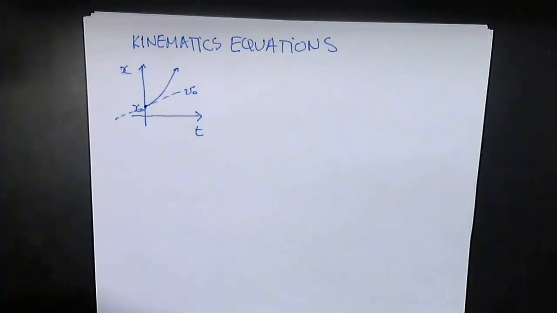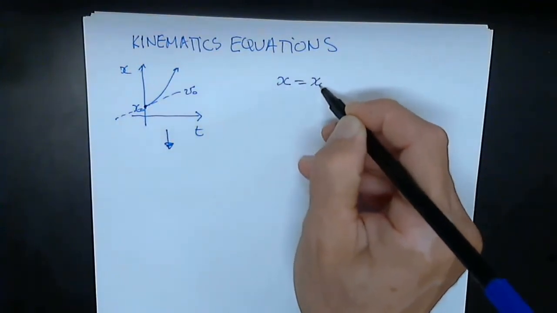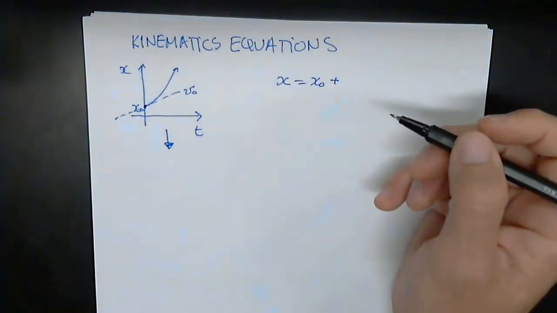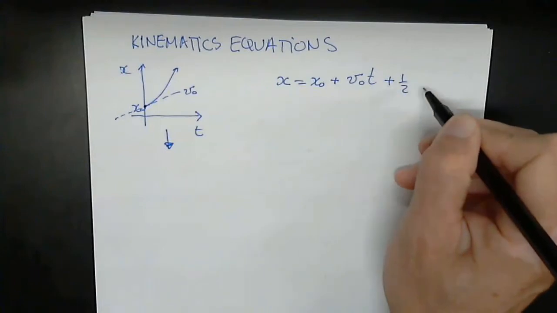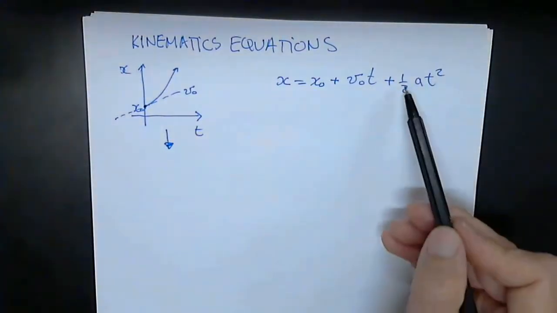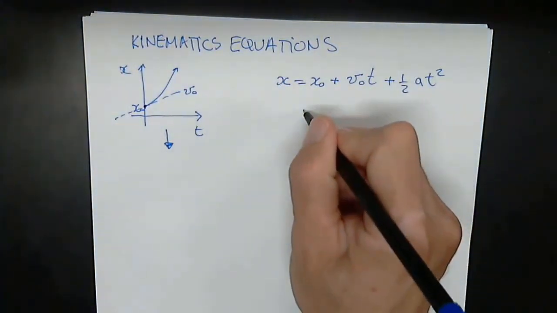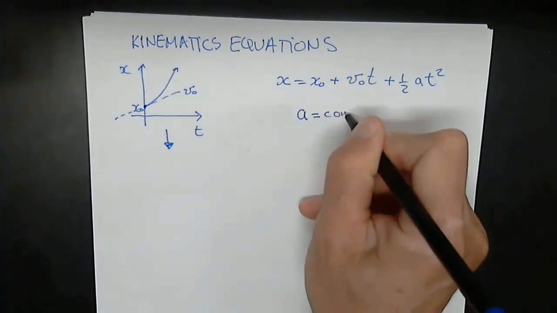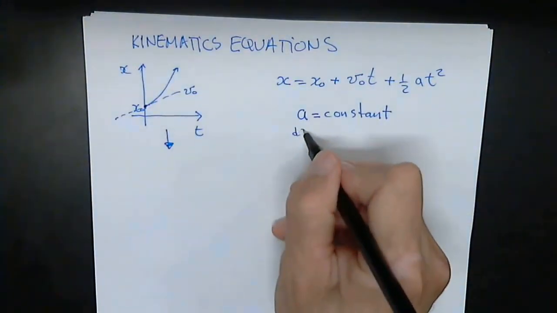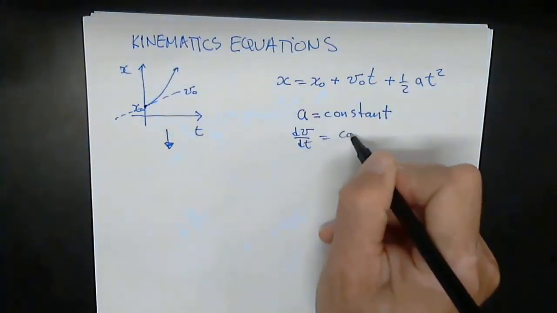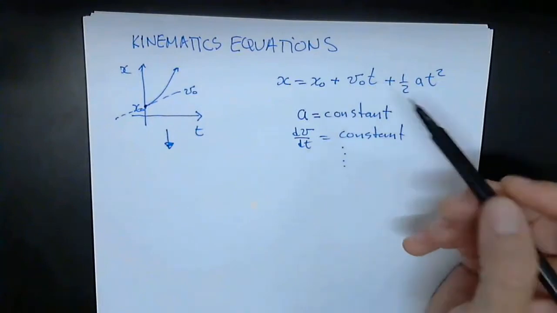And you know that this is a quadratic function, and I explained to you in the calculus derivation of this equation where all these terms come from. If the acceleration is constant, you know acceleration is dv/dt, is constant, and from here we got that.